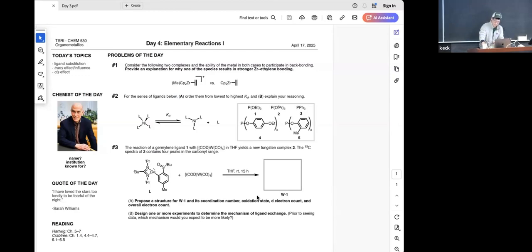All right, Mike, which one do you like here? The left. You like the one on the left? Okay, why? You have increased sigma donation from the methyl to the zirconium center, which puts more electron density on zirconium, which means it can do more back bonding.